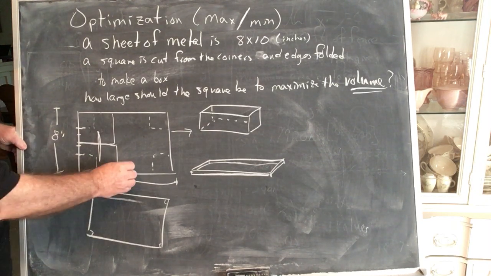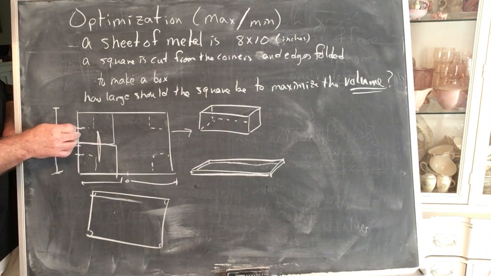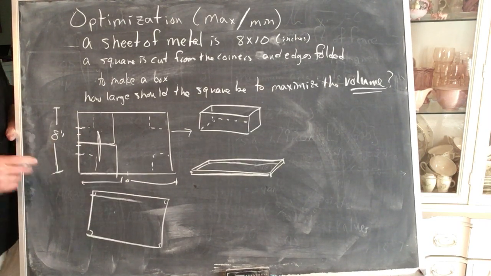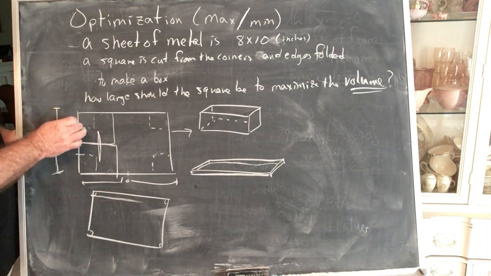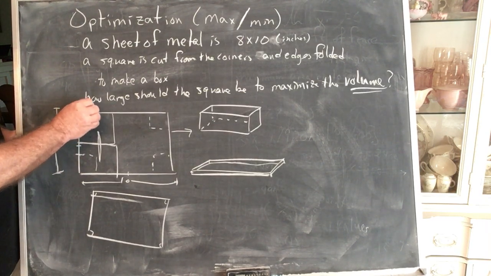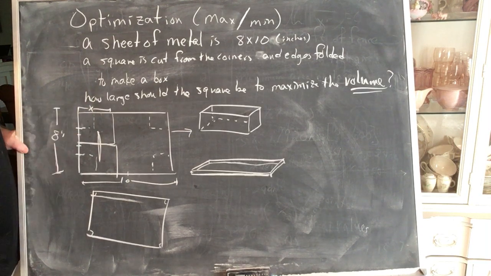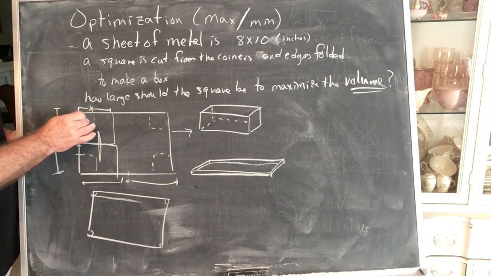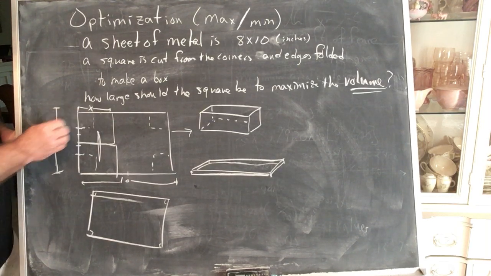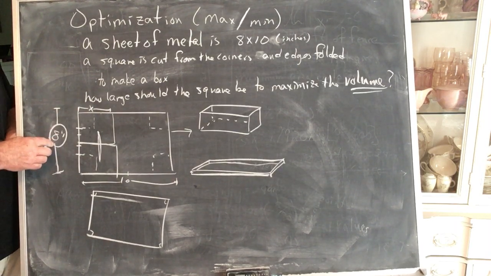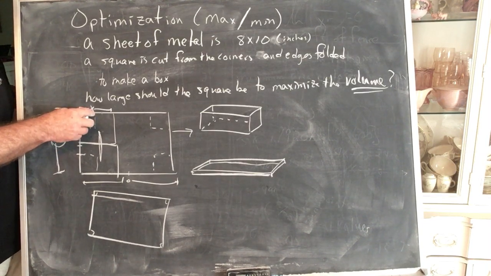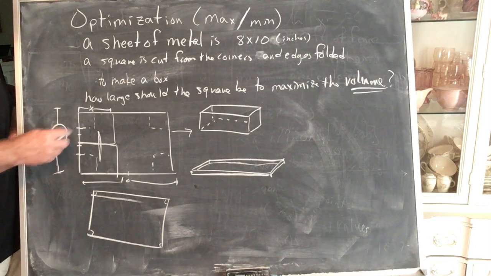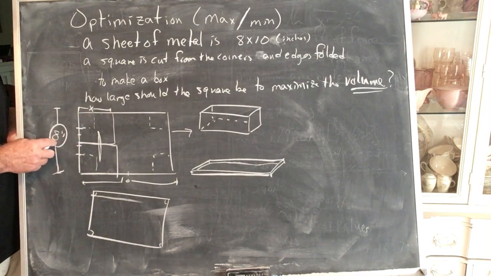Now, a person might say, well, what about the 5 and the 5? Well, you get to 4 on this side before you get to the 5 on this side. So the moral of the story is this: if I'm going to let x be the side of this square that I'm cutting out, the largest possible value for x is half the shorter side. In this case, the largest possible value for x is 4.